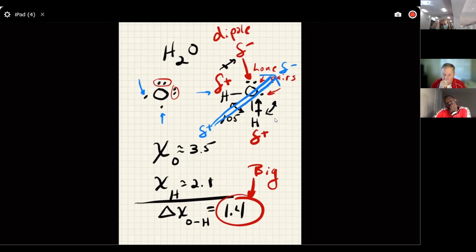This is an important point. Just because you have bond dipoles doesn't mean the overall molecule has a dipole moment. I'll show you that in just a second. The overall molecule in water does have a huge dipole because this angle here is 105. Now let me get another piece of paper and we'll finish this up with this last piece of knowledge.